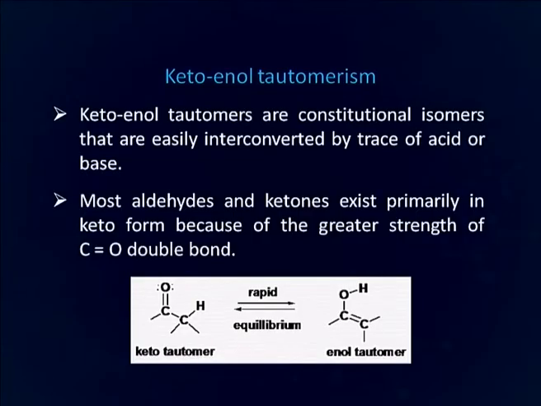Now we will discuss keto-enol tautomerism, which is shown by aldehydes and ketones. Keto-enol tautomers are constitutional isomers that are easily interconverted by a trace of acid or base. Most aldehydes and ketones exist primarily in the keto form because of the greater strength of the carbon-oxygen double bond. You can see that the keto form has a carbon-oxygen double bond, which is not there in the enolic form. In the enolic form we have a carbon-carbon double bond and a hydroxy group, and that is why the keto form is more stable than the enolic form.